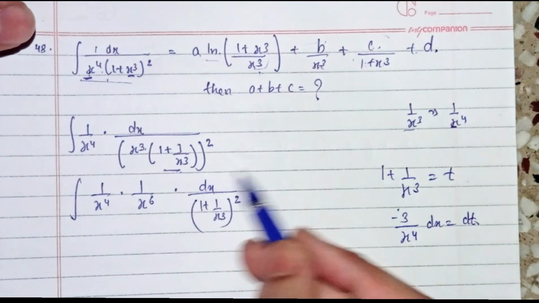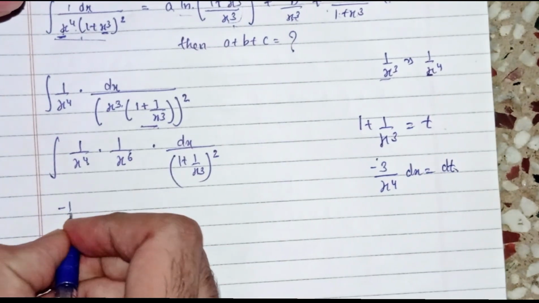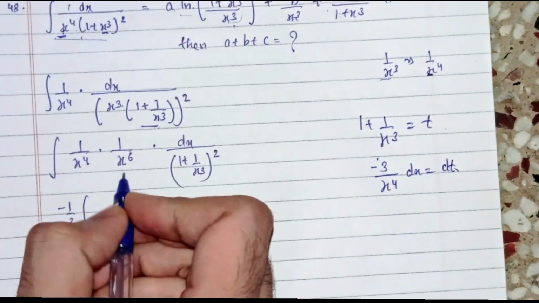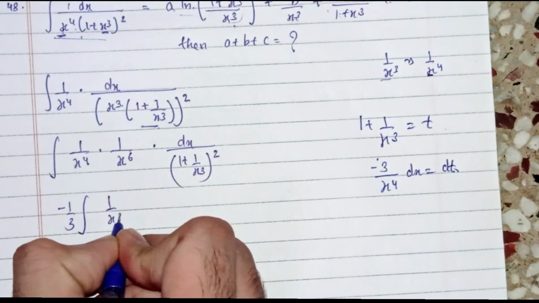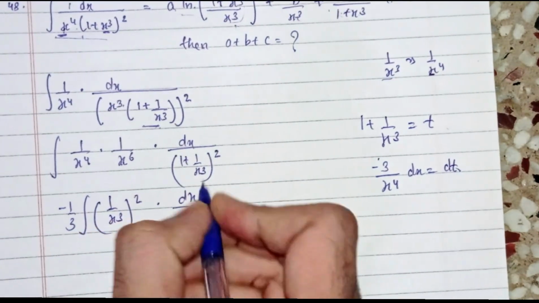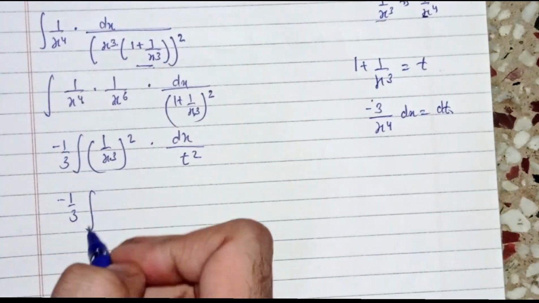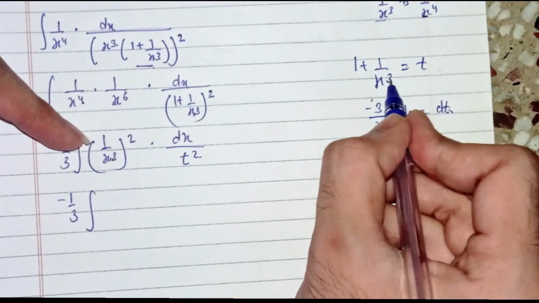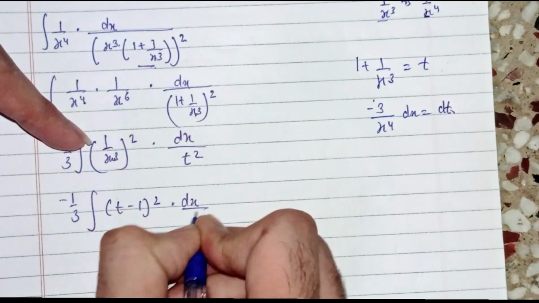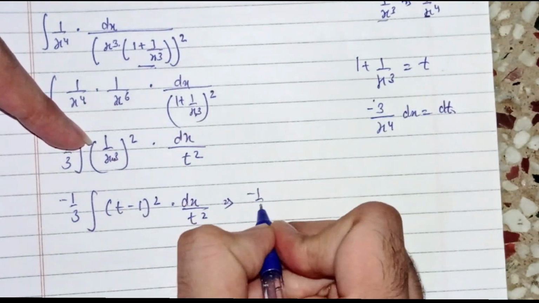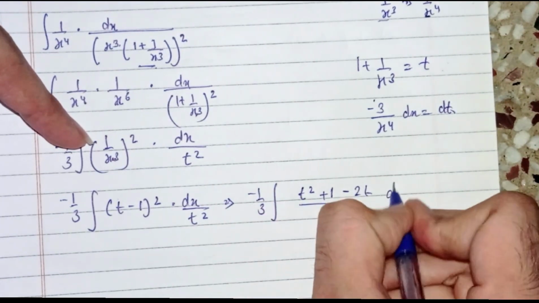Now I will substitute this value here. So 1 upon x to the power 4 dx equals minus 1 upon 3 integration, and 1 upon x to the power 6 is 1 upon x to the power 3 whole square, dx upon this will become t square. So minus 1 upon 3 integration, where 1 upon x cube will be equal to t minus 1. So (t minus 1) square dx upon t square. I will be opening this whole square: t square plus 1 minus 2t upon t square dx.